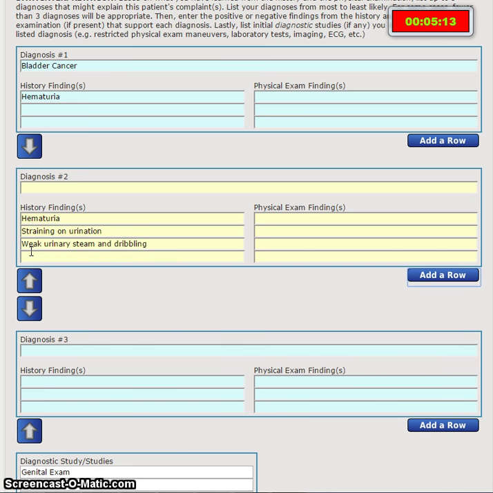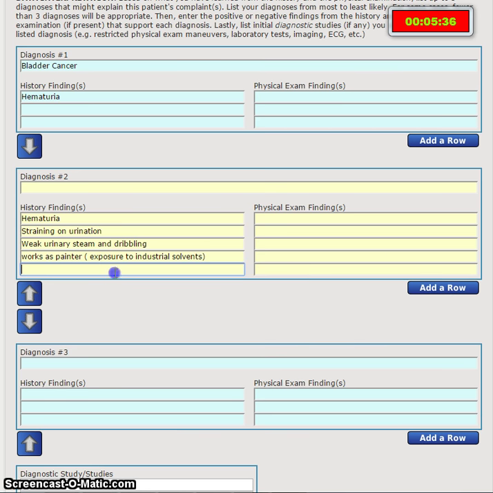Another thing, the social history is very important. The patient works as a painter. Probably he was exposed to industrial solvents, eating raw. What else? He's a smoker.